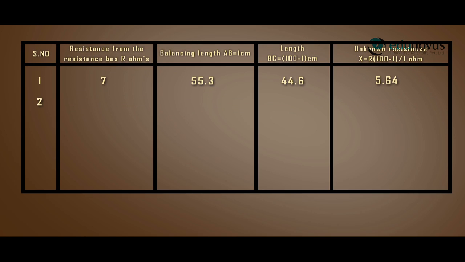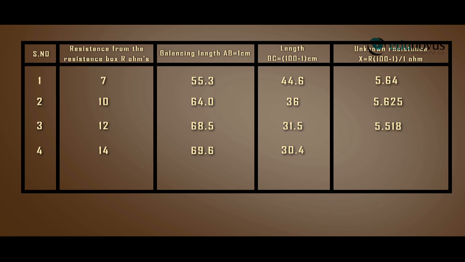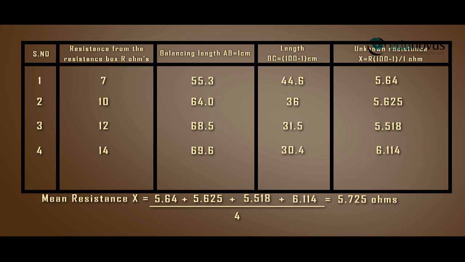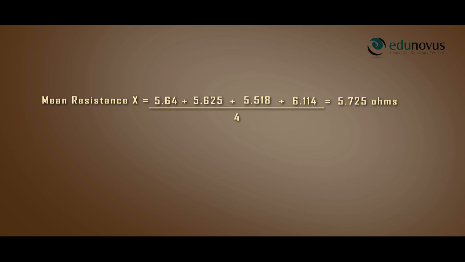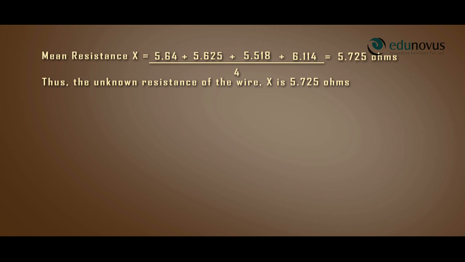Similarly, the balancing lengths for resistance 10, 12 and 14 ohms are as follows. Mean resistance X is equal to 5.64 plus 5.625 plus 5.518 plus 6.114 divided by 4. Therefore, mean resistance X is equal to 5.725 ohms. Thus, the unknown resistance of the wire X is 5.725 ohms. Observations for diameter of the wire.